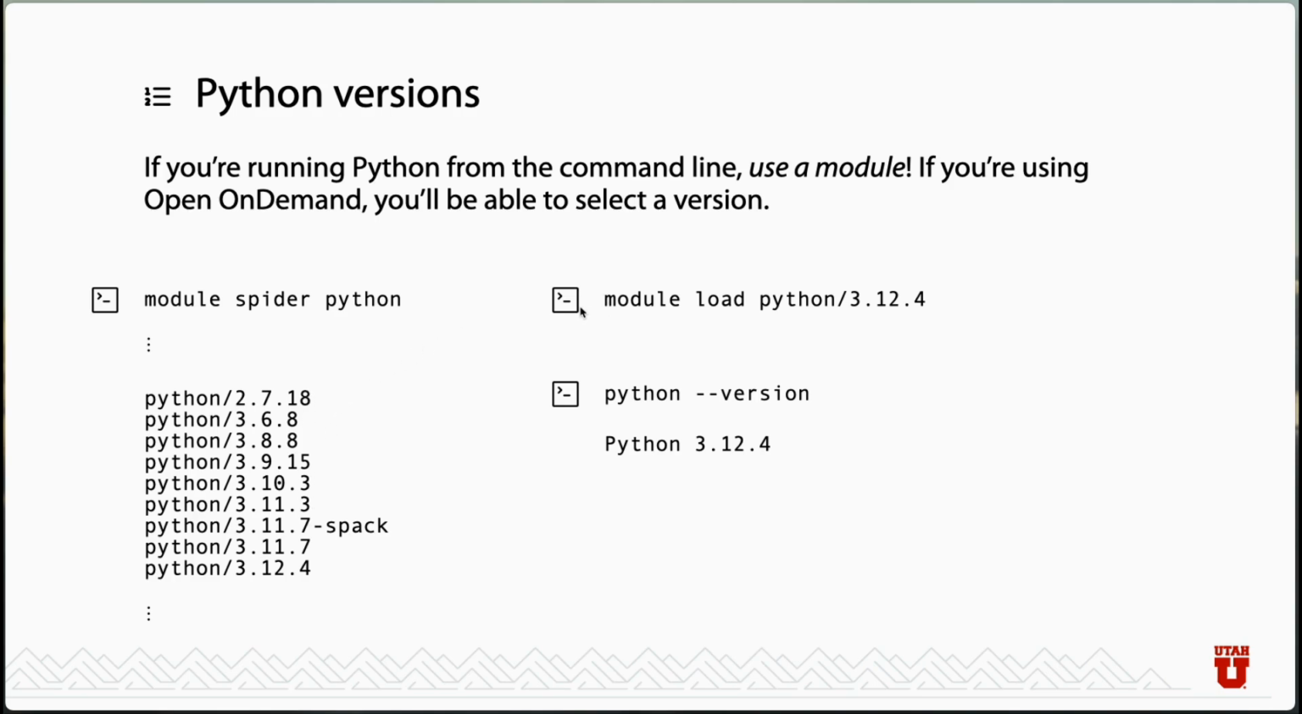Then from the command line, if you wanted to load a specific version of Python, you could run module load python/ and the version number. Then if I were to run python --version, you'd see that my Python version had updated from the outdated system version to a more recent version.